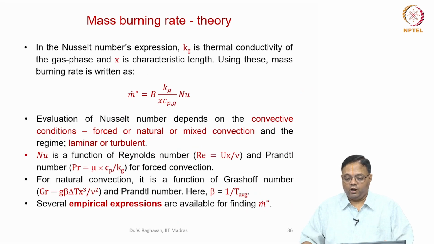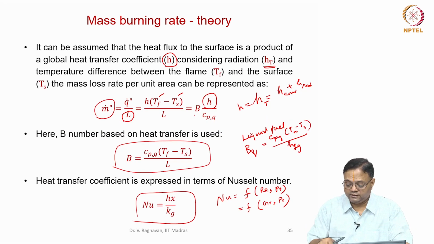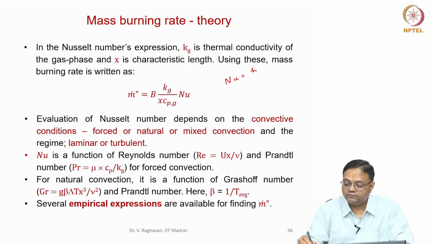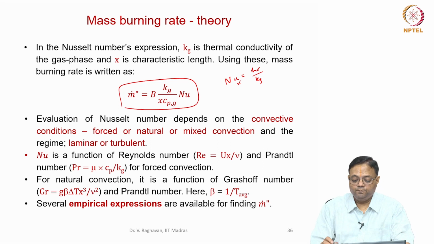Okay. So now the Nusselt number expression can be used here. So Nu equal to H x by k, the Nusselt number at any x, with k as kg. So now H can be written as Nusselt number into kg by x. So B by Cpg into H can be written like this.